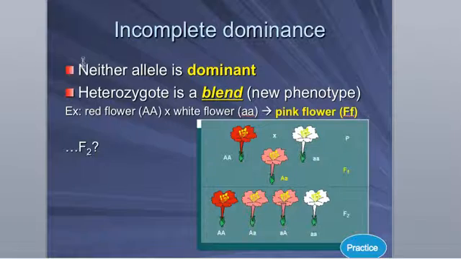Incomplete dominance. Neither allele is dominant. Heterozygote is a blend, which is a new phenotype. So this is originally what the scientists thought, and Mendel proved otherwise. But there are certain genes that have a blend. So here is one with incomplete dominance. So it's a red flower crossed with a white flower, and it mixes to make a blend, and that's a pink flower.